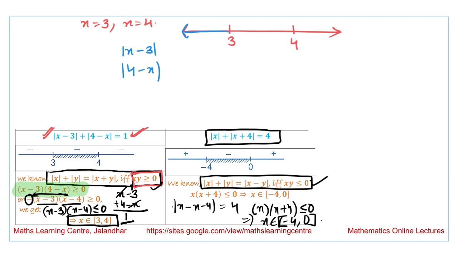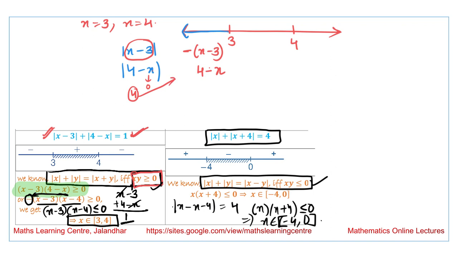When x is less than 3, this term, mod of x minus 3, will be negative. So the answer we will have is minus of x minus 3. When x is less than 3, this other term will be positive. The answer we have is 4 minus x. If suppose I substitute 0 in place of x, the answer is positive. So this is 4 minus x.